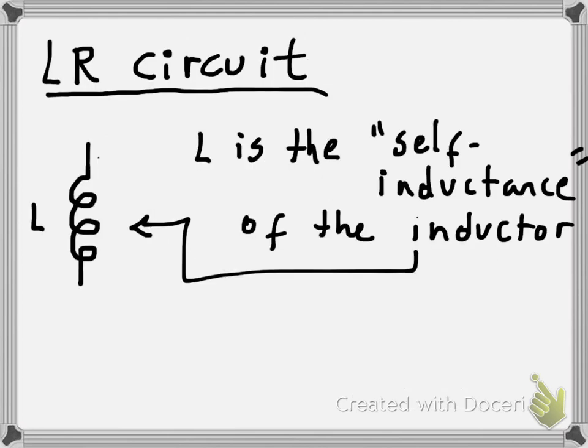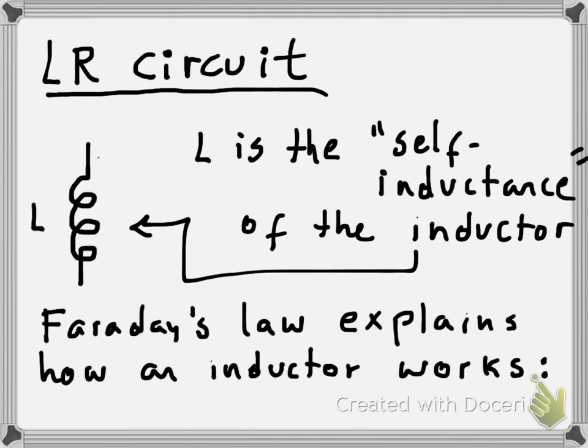Now let's take a look at another kind of circuit, a circuit that uses an inductor connected to a resistor. But first, let's take a look at the inductor. What is an inductor? The inductor is characterized by a number called the self-inductance. The symbol for that is L, and just like the capacitor is characterized by its capacitance C, the inductor is characterized by L. Now, Faraday's law explains how an inductor works.